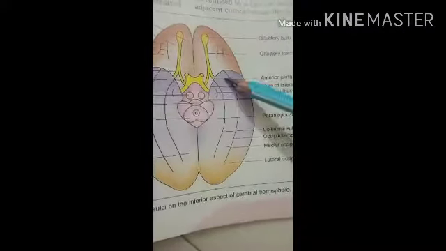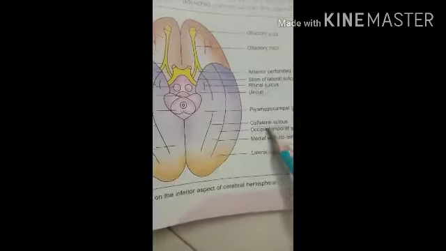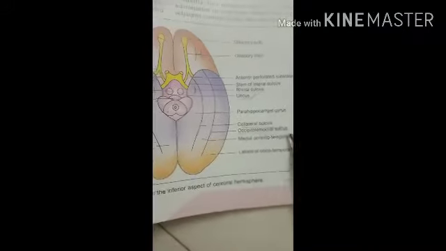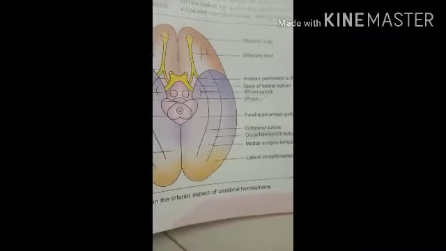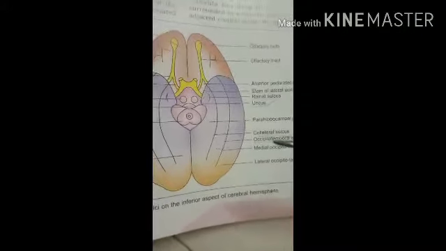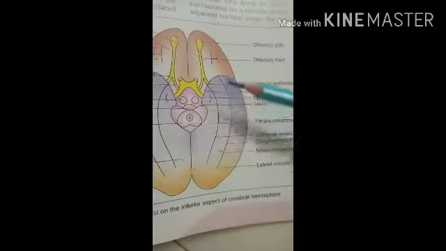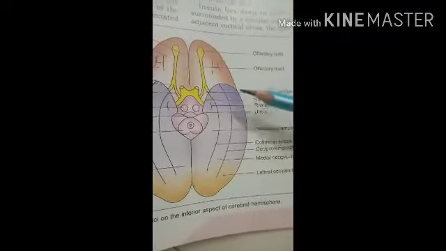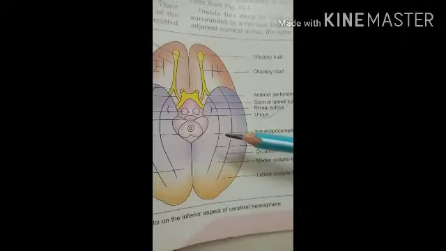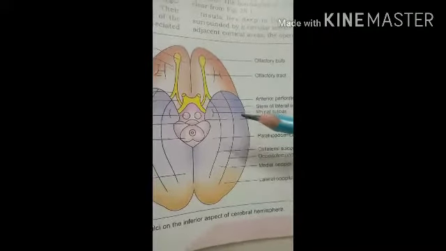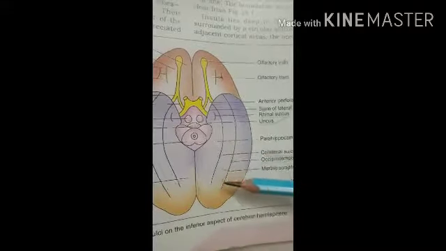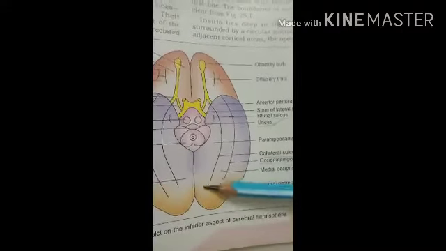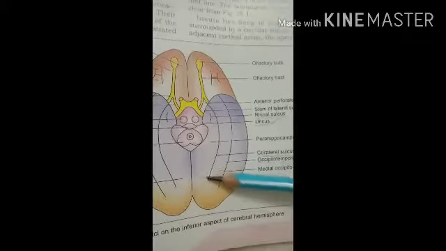The lateral sulcus present is called the occipitotemporal sulcus. Then posteriorly, that is the collateral sulcus. So here, this is the collateral sulcus. Posteriorly, parallel to the collateral sulcus is the calcarine sulcus, and the area between these two sulci is called the lingual gyrus. So this area is called the lingual gyrus.